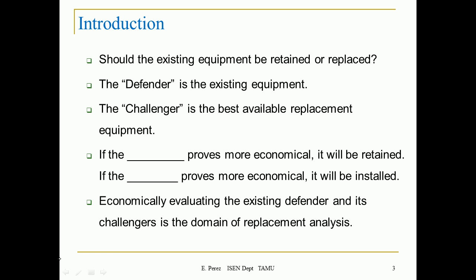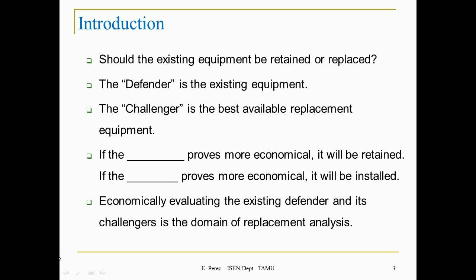Okay, so we're going to call the defender our existing equipment. That machine that you have in your process running right now, that's your defender. And the challenger is the best available replacement equipment. So you're going to look for a replacement. You have to be sure that you find all the options that are available at the moment of your analysis.